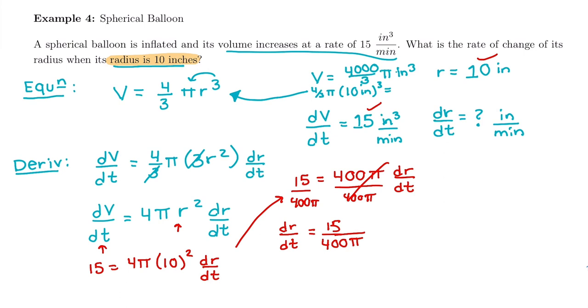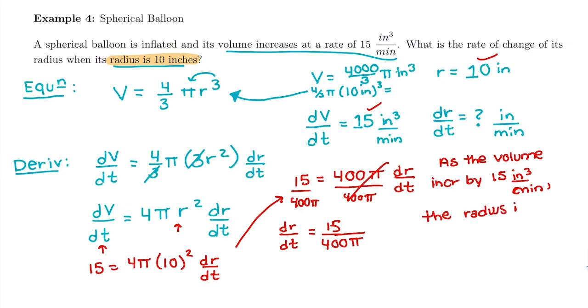We would say, as the volume increases by 15 cubic inches per minute, the radius increases because we got a positive derivative. We got positive 15 over 400 pi. The radius increases by 15 over 400 pi, and then we use the correct units for that one.